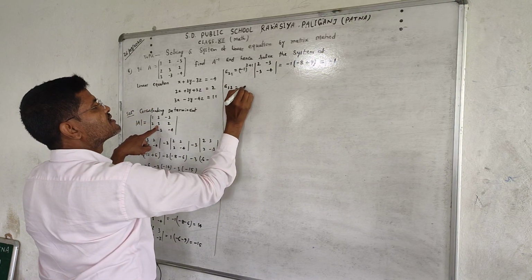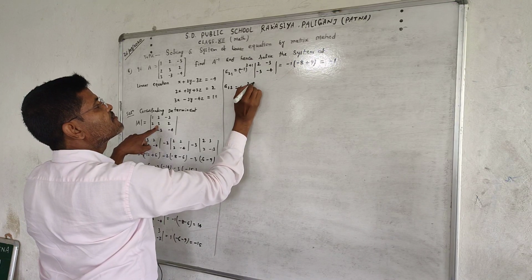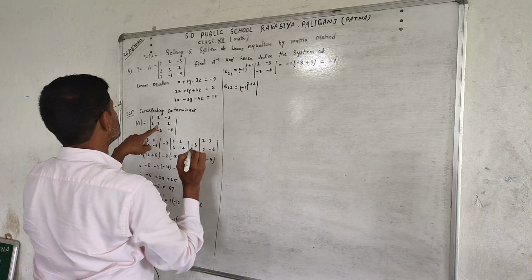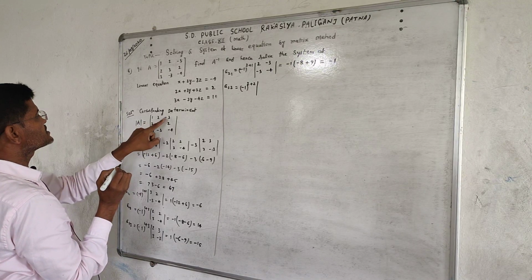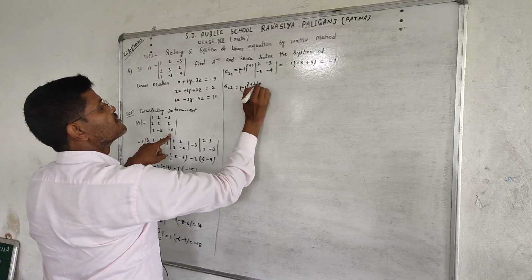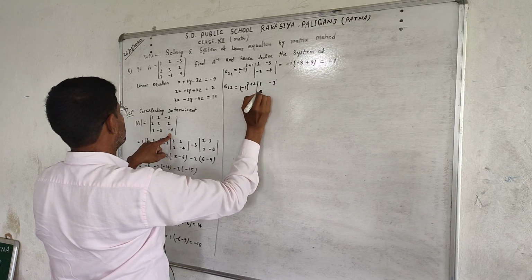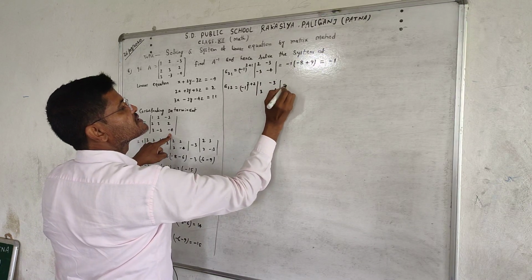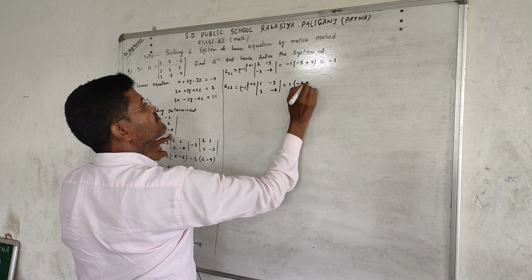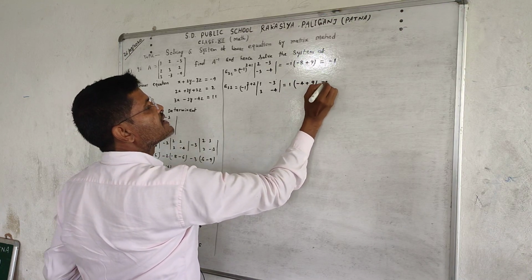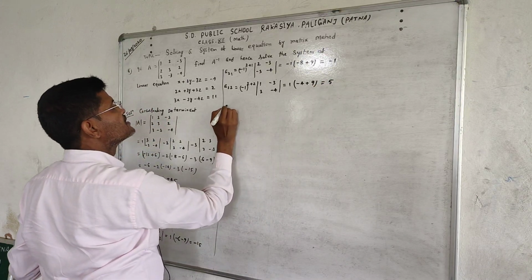A22 is equal to (-1) to the power 2+2, and its corresponding determinant is |1 -3; 3 -4|, which is equal to 1 times (-4 + 9), and it is equal to 5.